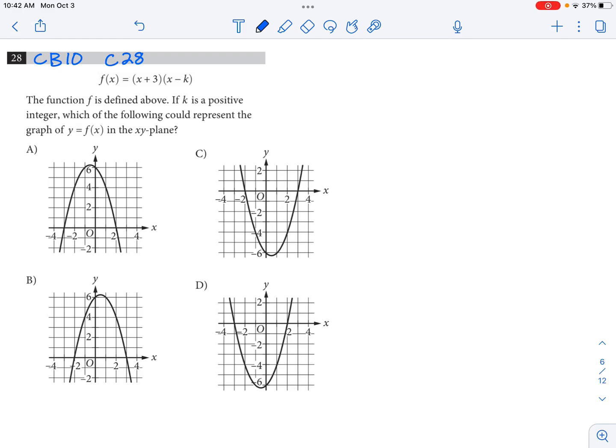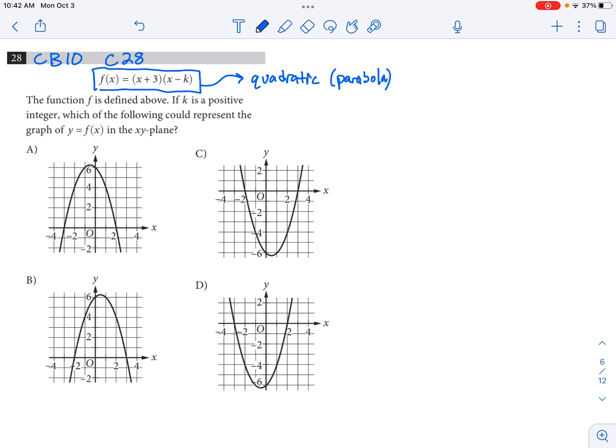College Board 10, calculator allowed, number 28. So in this problem, we have some f of x equals x plus 3 times x minus k. And this, if we were to multiply out the right side, is a quadratic. And a quadratic looks like a parabola when you graph it.